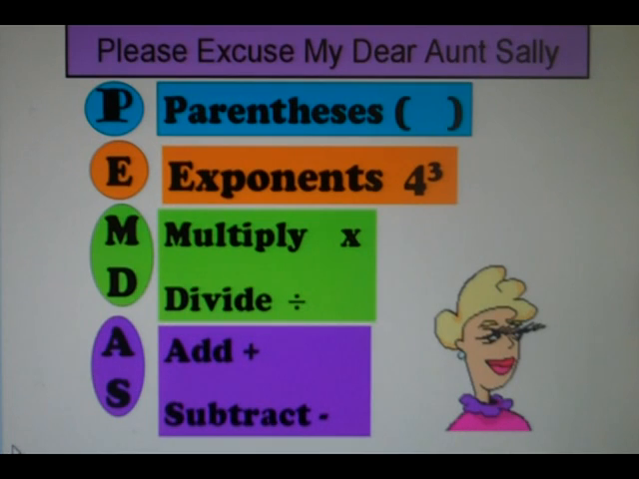Please excuse my dear Aunt Sally. P is for parentheses, E for exponents, M for multiplication, D for division, A for addition, and S for subtraction. This is a way to remember the order in which you operate. You may also hear it as PEMDAS.